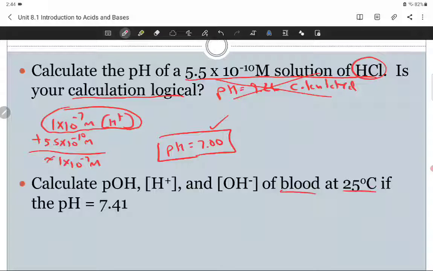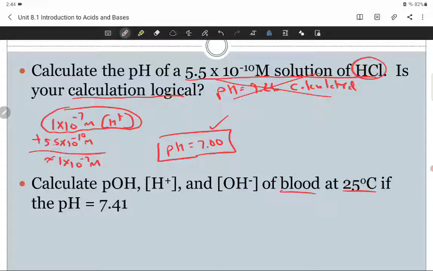Blood at 25 degrees Celsius. So that's a little bit of an issue, because blood isn't going to be at 25 degrees Celsius. It's in the bloodstream. It's going to be at 37 degrees Celsius. That's normal body temperature. But we have all of our information here to go with 25 degrees Celsius. All of our 1 times 10 to the negative 14 for the Kw, and so forth. So we're going to assume 25 degrees Celsius.